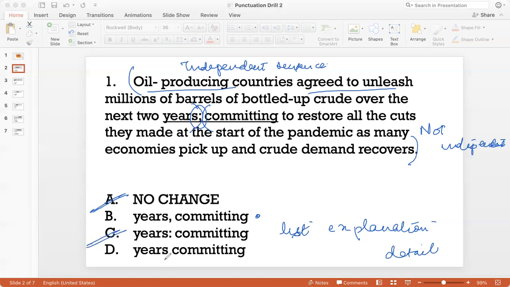And option D is wrong because I definitely need a break at this point, right? I need to show that I've finished with the first part, the independent sentence, and then I'm saying committing to restore. So a punctuation is needed. So D is wrong. The right answer, therefore, is option B.